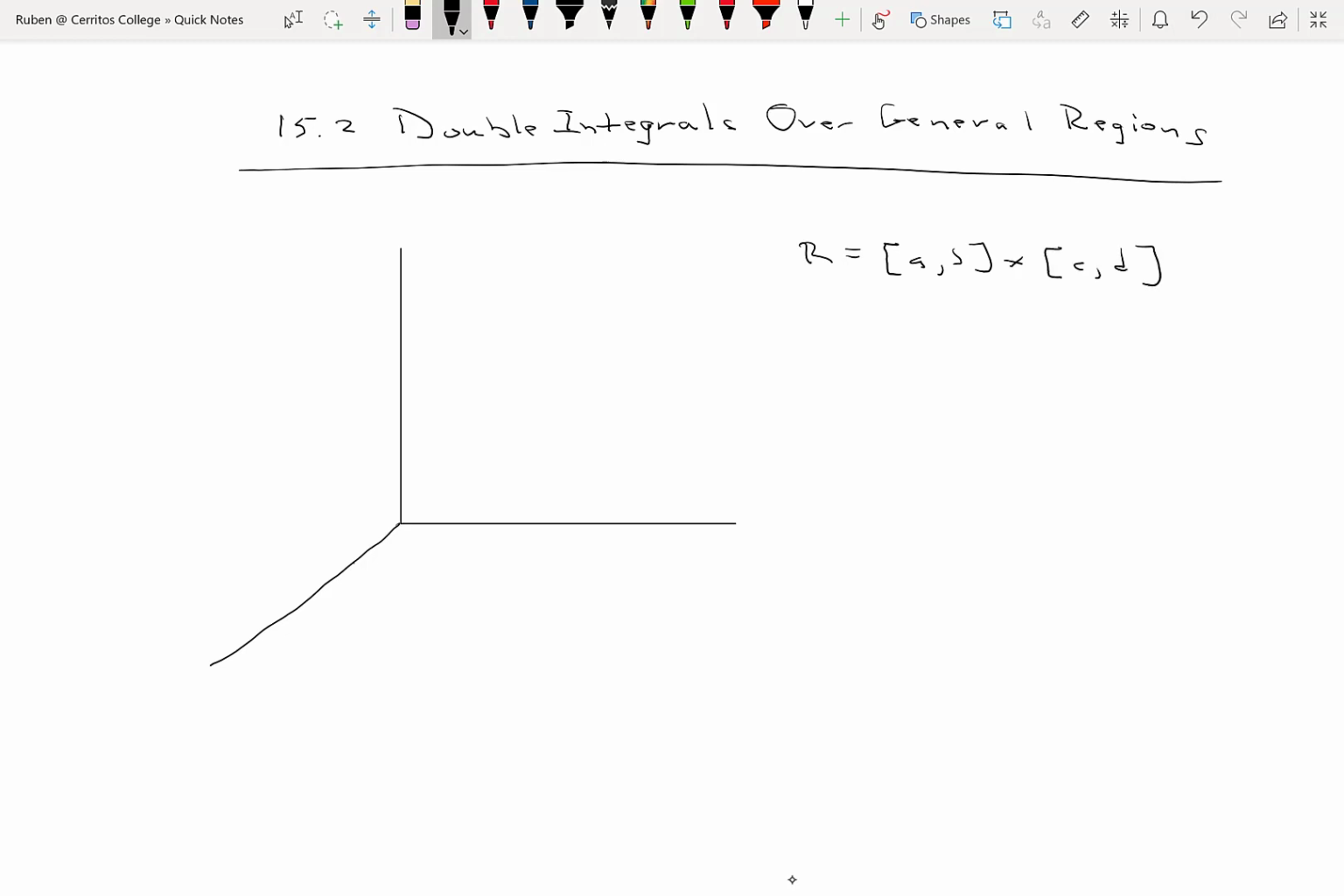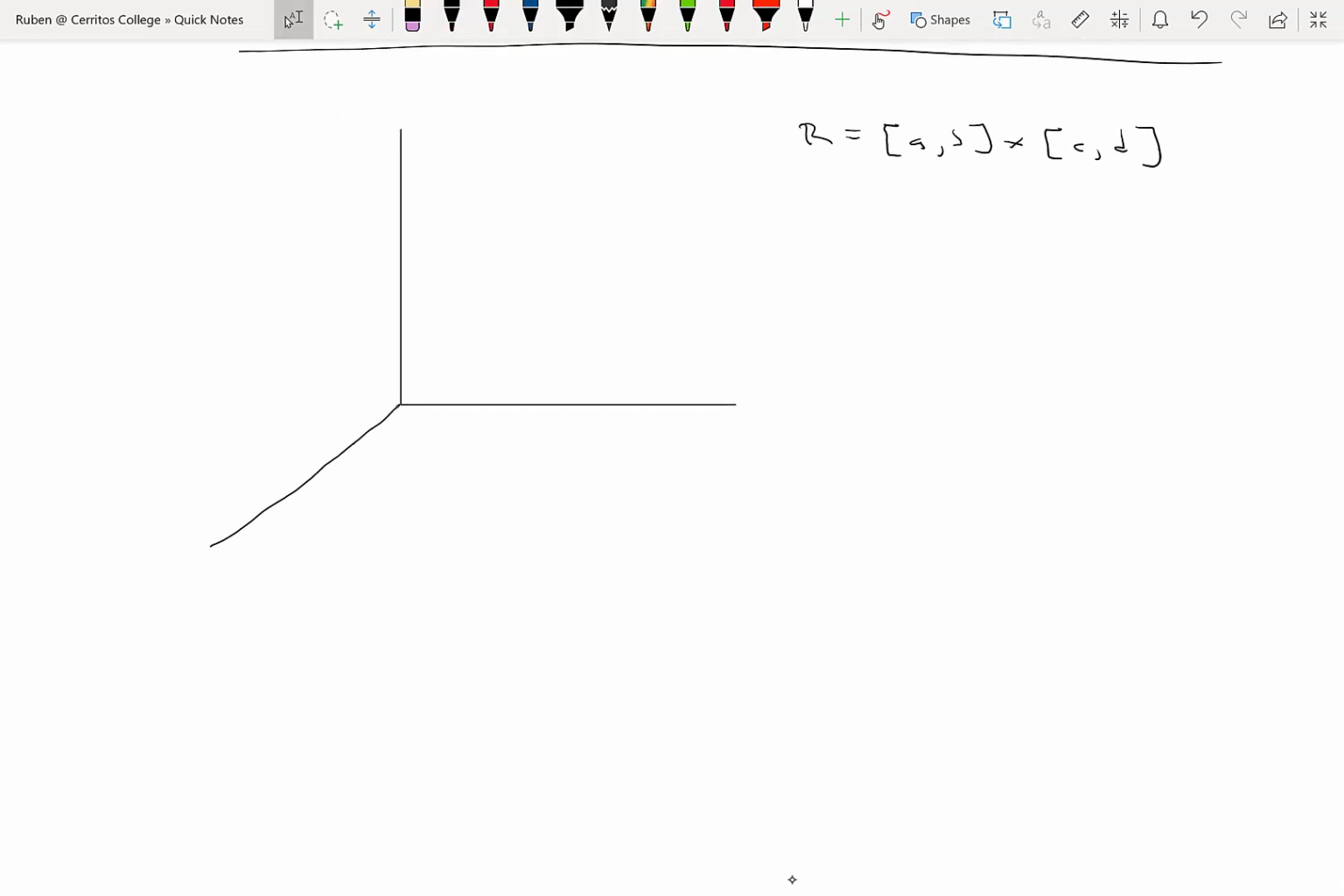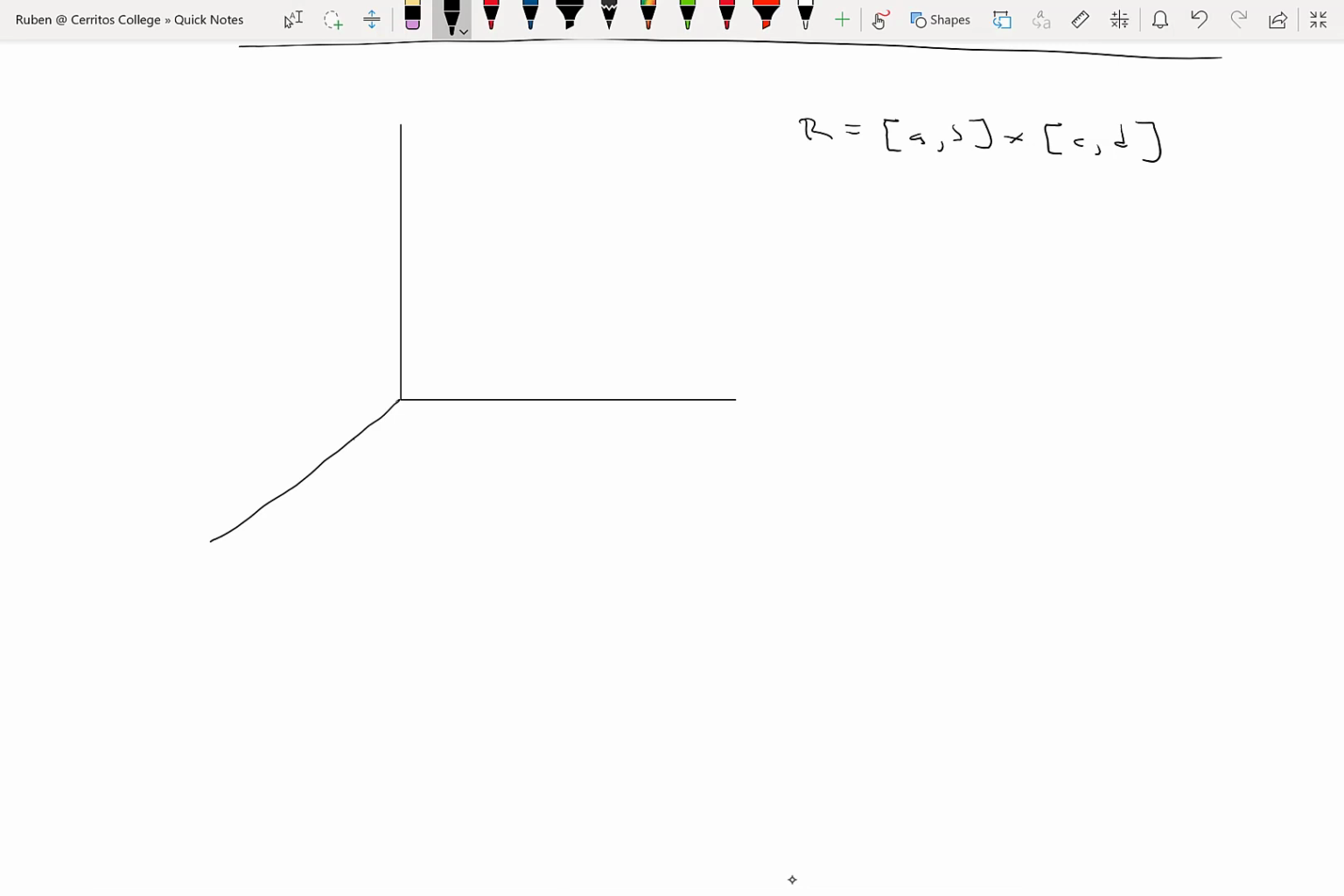If you recall, we first looked at what the graph of the region looks like. So here's x equals a, here's x equals b, here's y equals c, here's y equals d, and here is the rectangle in the first quadrant of the xy plane. Above that rectangle we have our function z equals f of x and y.